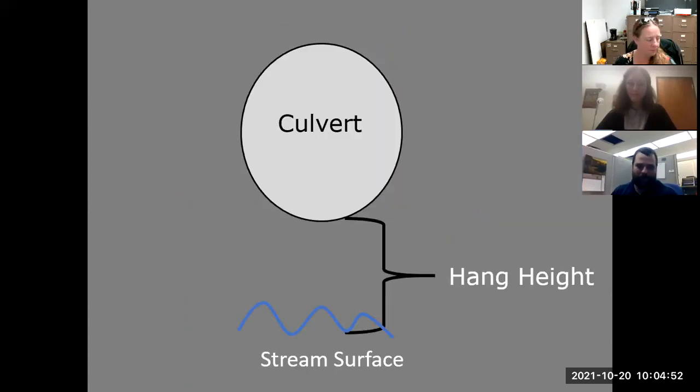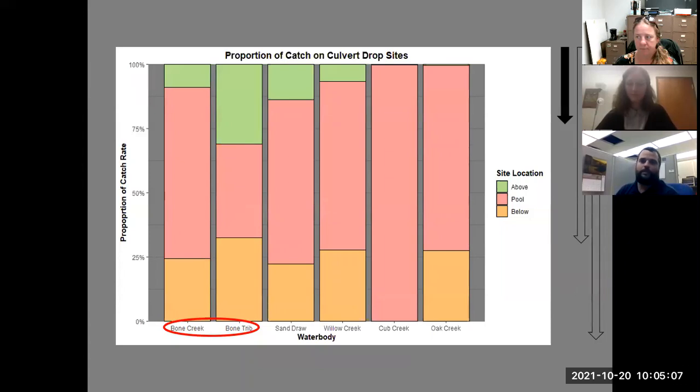So I just wanted to define hang height. This is just a little diagram. Basically, hang height is the distance between the top of the stream surface and the bottom of the culvert there. So a little bit into the results that we had.